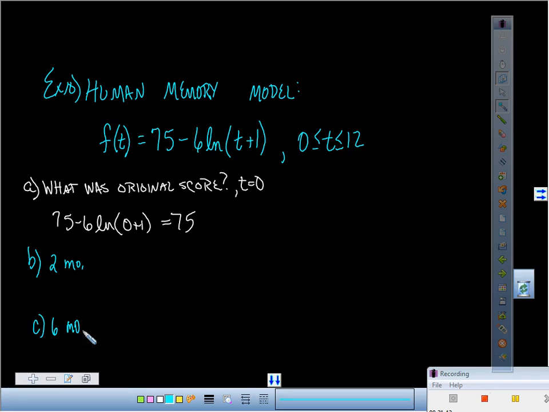Okay, so 2 months. What'd y'all get? Round off to 1 decimal place. 68.4. What is it at 6 months? 63.23. Okay?